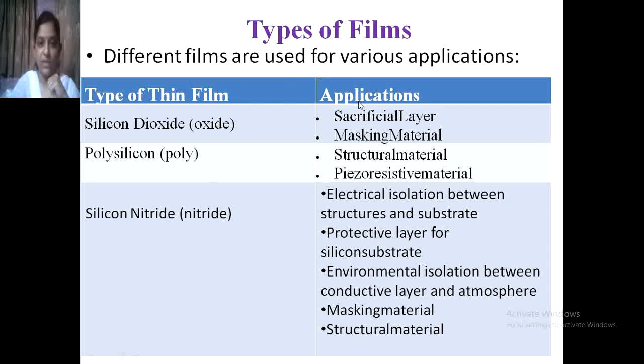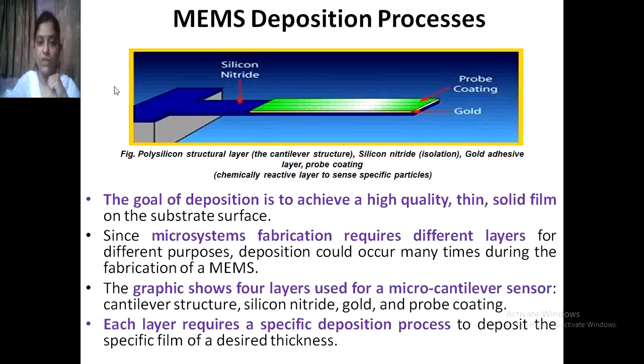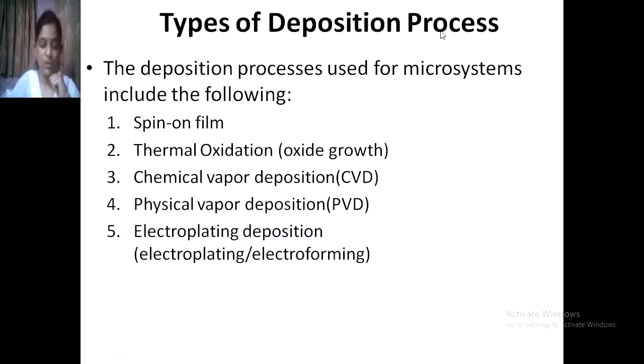Here we listed the thin films and their applications. Then we saw one example of a MEMS deposition process, the 4-layer micro cantilever sensor: cantilever structure, silicon nitride, gold, and probe coating. These are the 4 layers. Then we saw the types of deposition process: spin on film, thermal oxidation, and chemical vapor deposition.